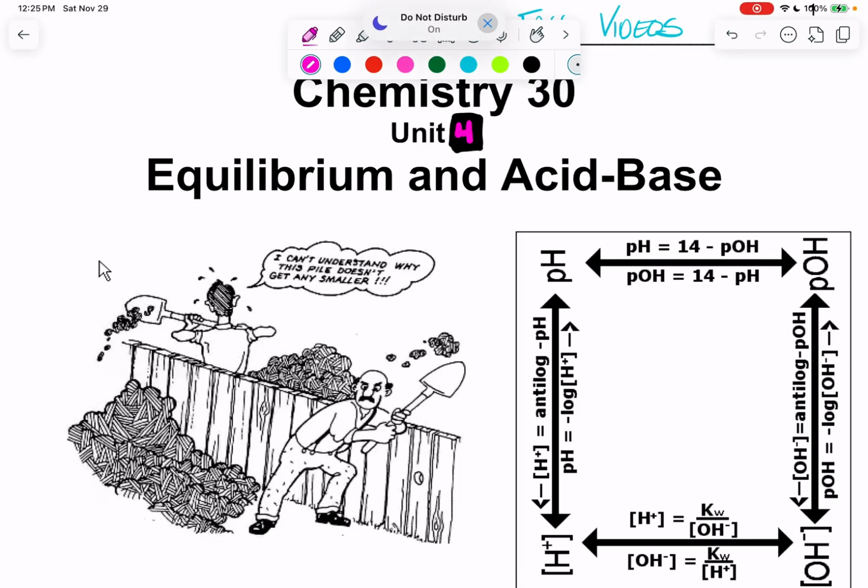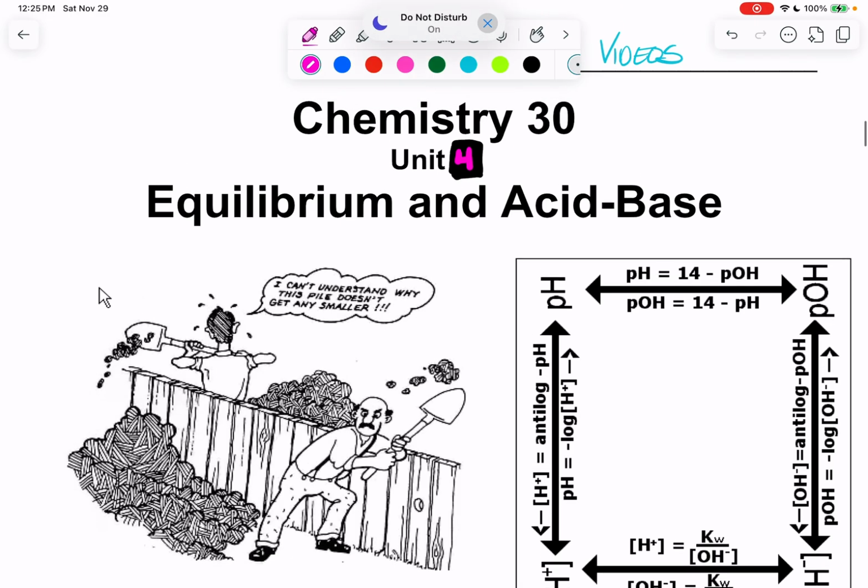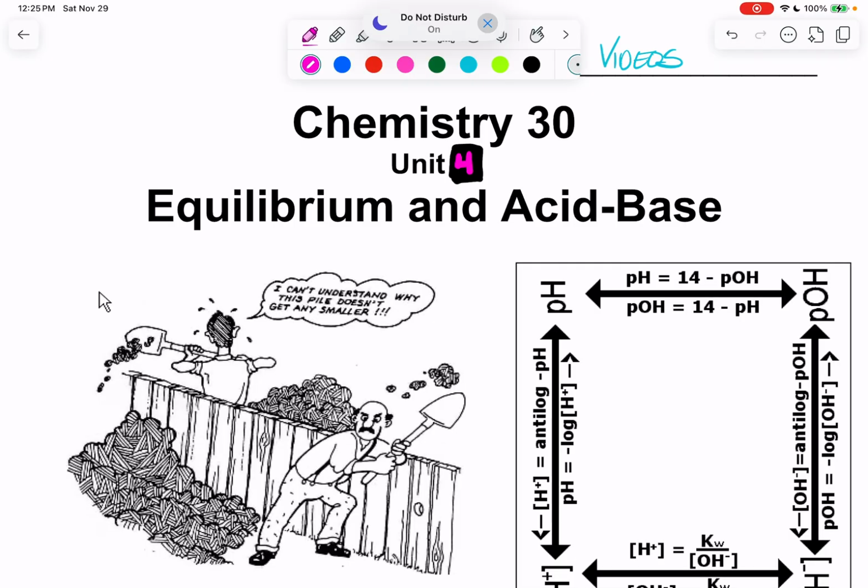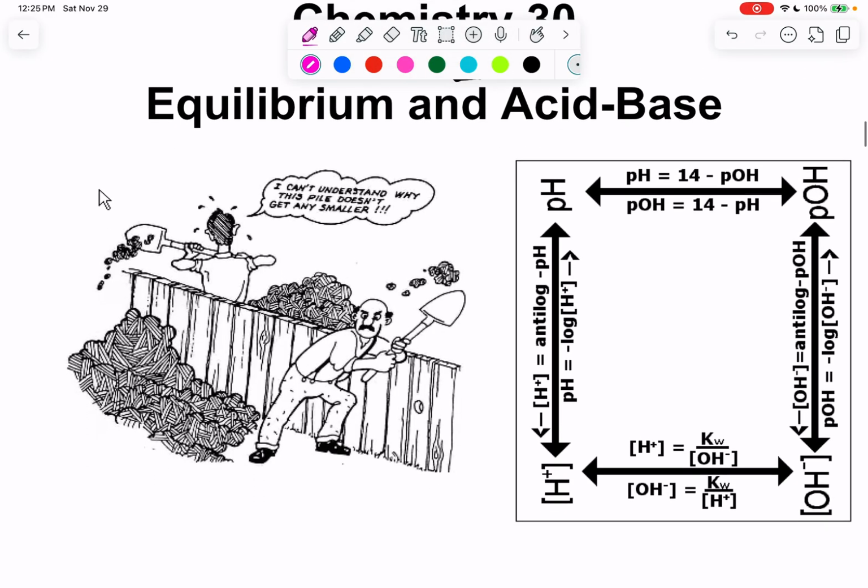Hi folks, we're going to talk about equilibrium and acid-base reactions. This is a good example of what we're going to talk about, things happening on both sides. The guy is shoveling one way and the other guy is shoveling the other way. And so the level of dirt on either side of that fence remains constant. That's what we mean by equilibrium, that the forward and reverse reactions remain the same.